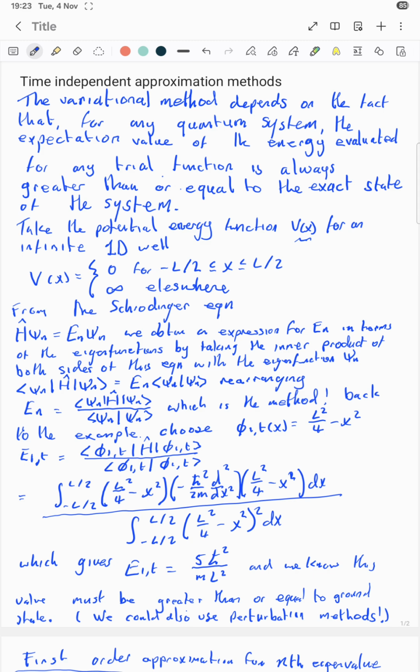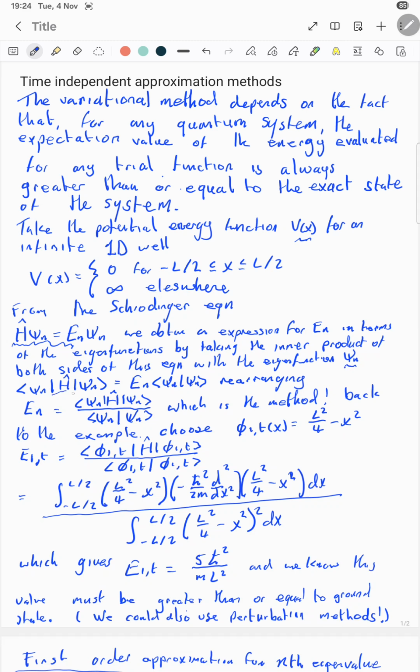From the Schrödinger equation here, which should be abundantly obvious by now, this is the Hamiltonian operating on this wave function, which will give an energy of the wave function. That's the Schrödinger equation basically in a nutshell. We obtain an expression for E of n, which is an energy level in terms of the eigenfunctions, by taking the inner product of both sides of the equation with the eigenfunction psi of n.